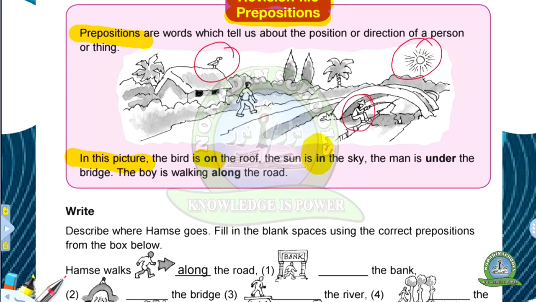The man is under the bridge. Okay, look at the example. This word under, which is highlighted in the statement, after the sun is in the sky, shows us where the man is or the position of the man.